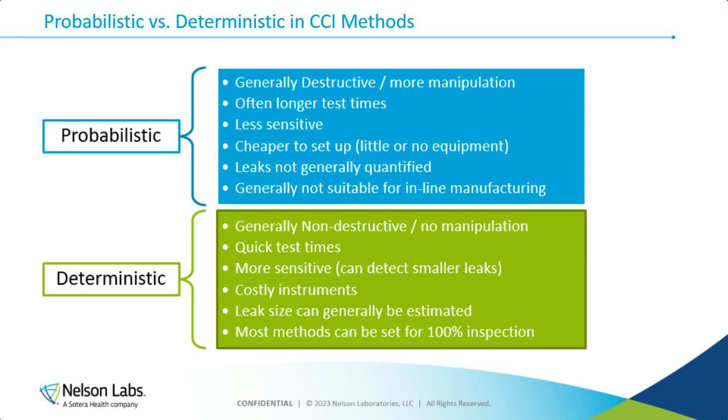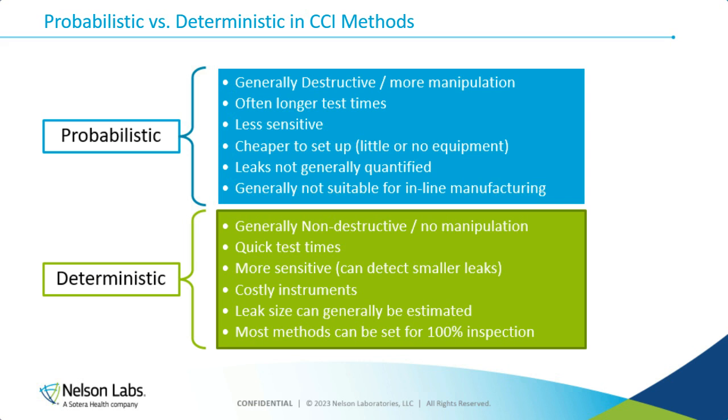Oftentimes that's just the way that they're set up. Where deterministic methods are going to be much more sensitive, and that's because instead of using humans to make those pass-fail judgments, we're using more costly instruments to measure a numeric value that we're comparing to our validation to get really precise data. And that's the only place that probabilistic methods seem to be a little bit better on the outset, and that's because they're cheaper to set up.